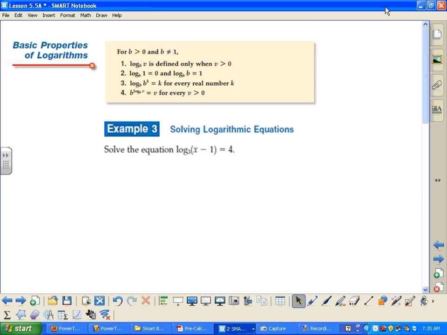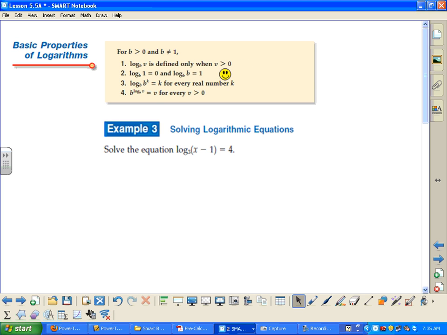Okay, so we're going to look at examples 3 and 5 from lesson 5.5a, working with logarithms of other bases. And we're going to look at the reminder about the properties of logarithms. And here we have that the log base b of v is defined only when v is greater than 0. So the domain is all positive numbers.